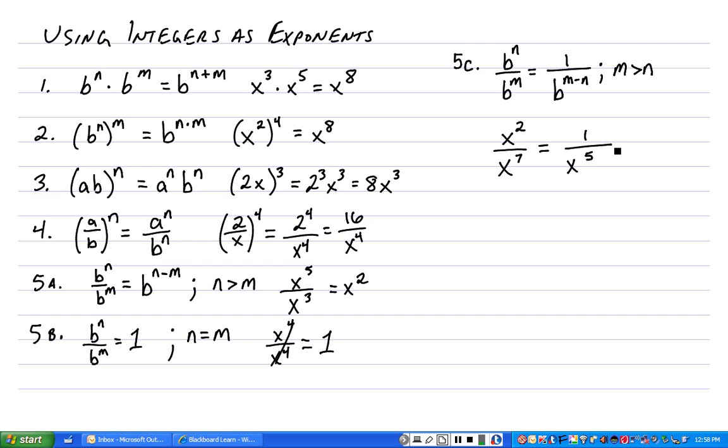Alright? So basically the following problems we're going to do in this session are going to be a fallout from using one of these 5 properties.